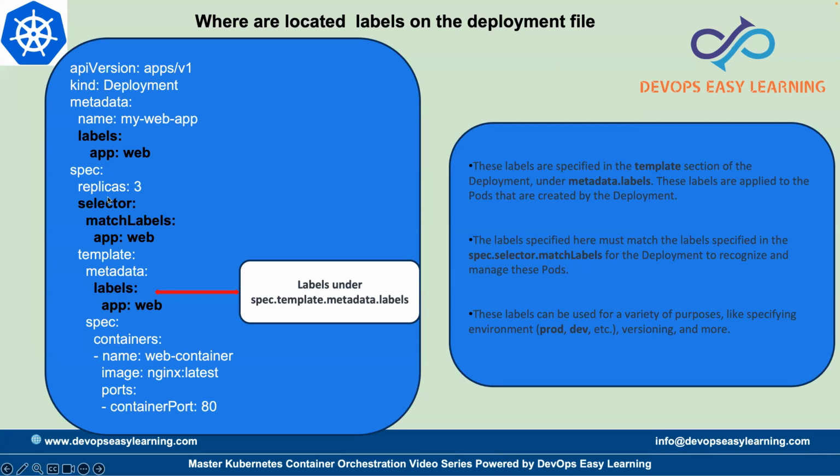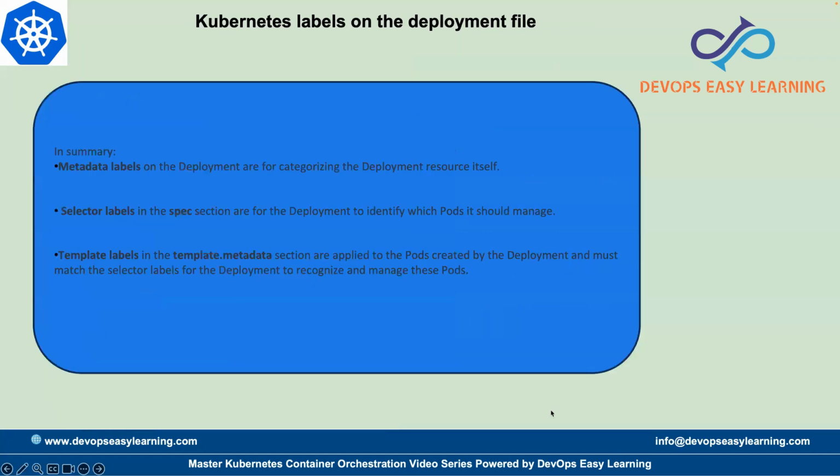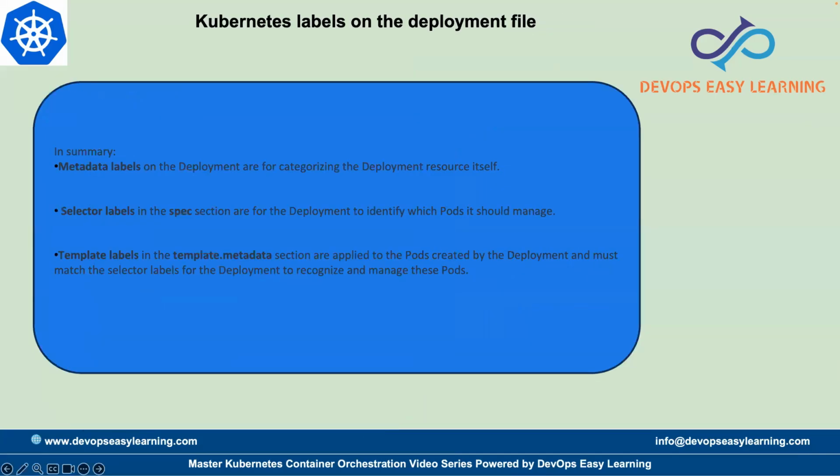And when I say selector, the selector will read the label from the template, for example. So that's really important to know. Now, in summary, matchLabels on the deployment are for categorizing the deployment resources itself. So that's the label under metadata. Remember what I said: the deployment resources itself. Very important for human beings.